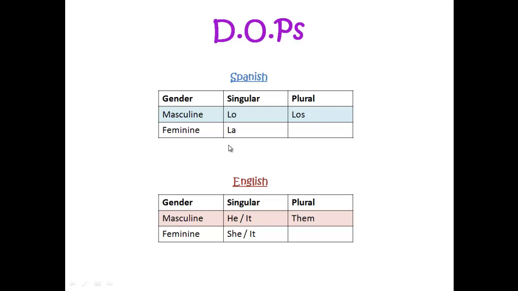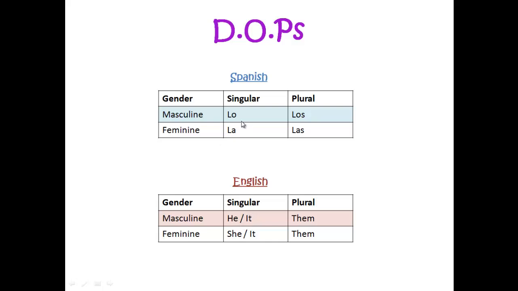Feminine is la in Spanish and las for the plural version. You can see lo, los, la, las. In English, them is just them. It doesn't matter if it's masculine or feminine. You can see it doesn't change. And for the English singular, it's he or she or it. Because remember, our nouns don't have genders, but they do in Spanish.